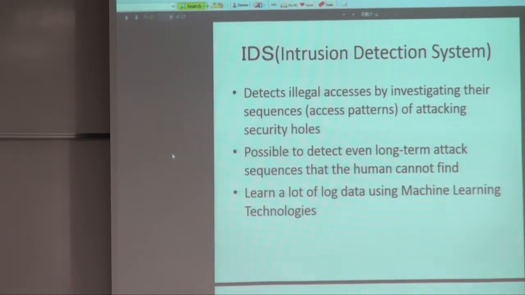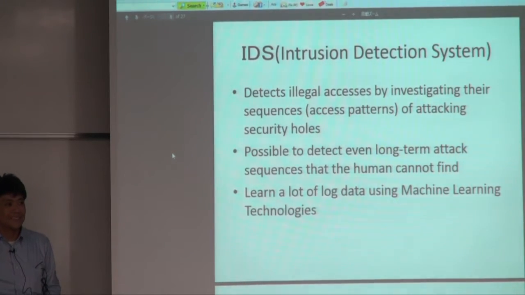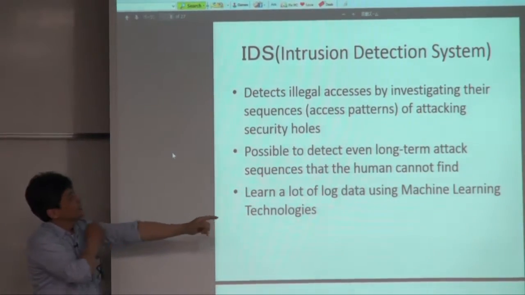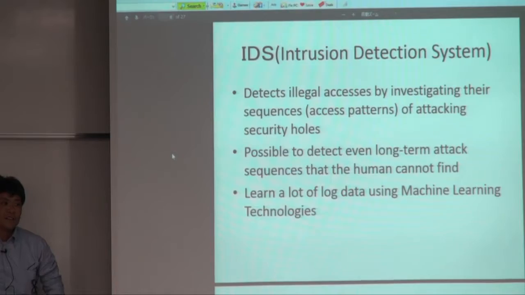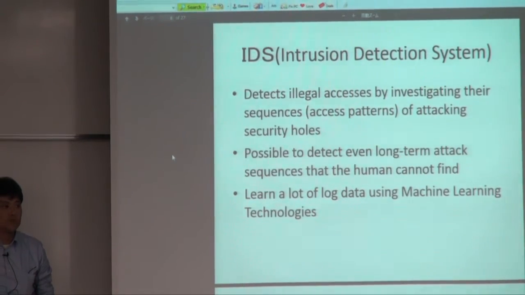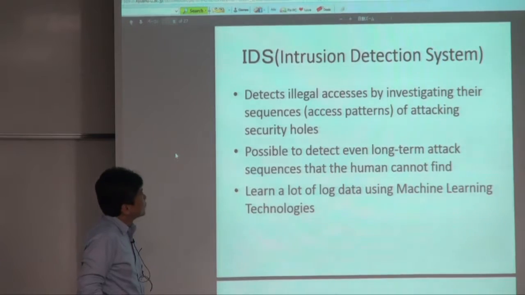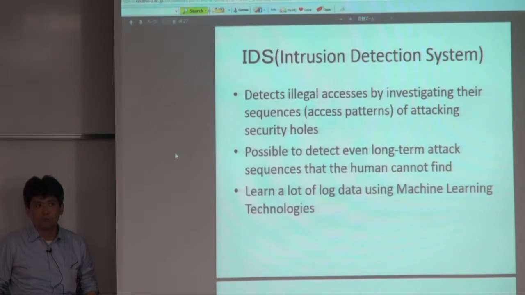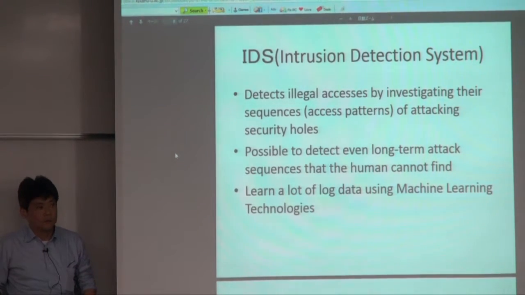So the next term is intrusion detection systems. Intrusion. Do you know the intrusion? The general meaning of intrusion, in this case, is illegal access, and such activity is an intrusion. And to protect against such illegal access or illegal activities, the IDS system was developed, especially as a commercial product.